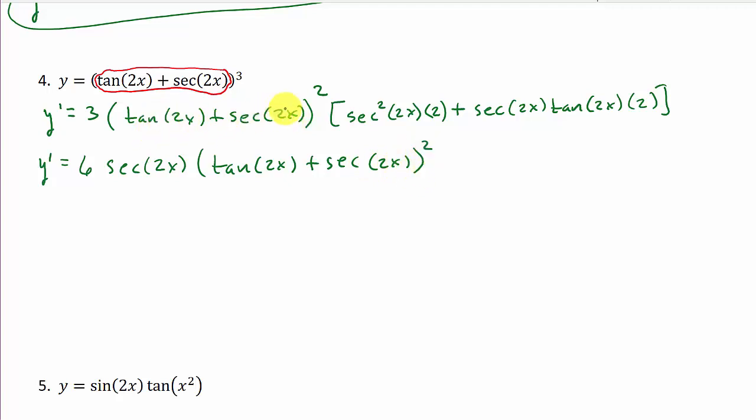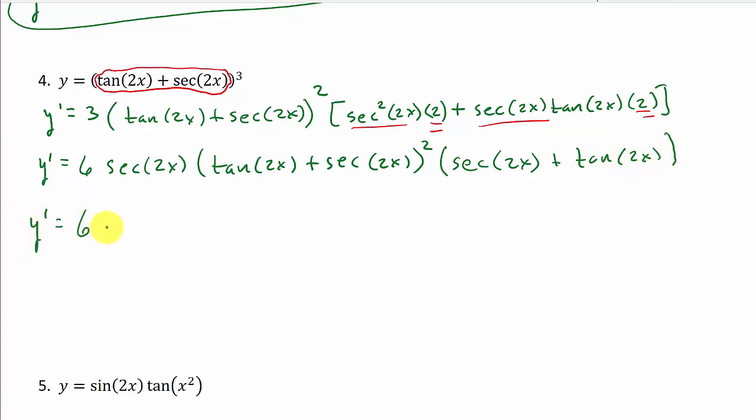Remember I factored out the secant, had a common factor of secant, and I factored out the 2. So that's going to leave me with what? A secant 2x, factored out a secant, and I have a secant squared, so that'll leave me with secant 2x, and then plus tangent 2x. And then look at this, that's y prime is 6 secant 2x, and then look at this.